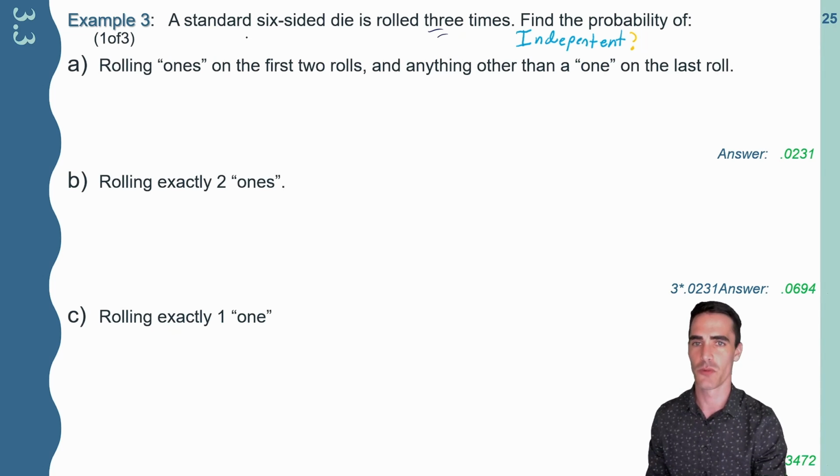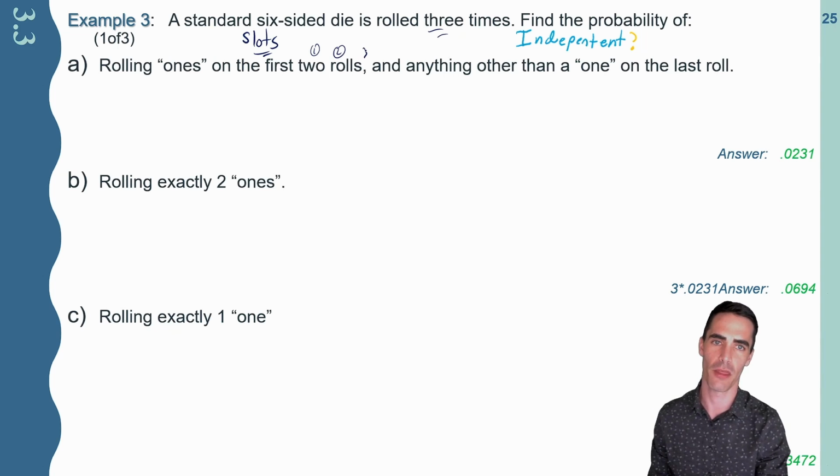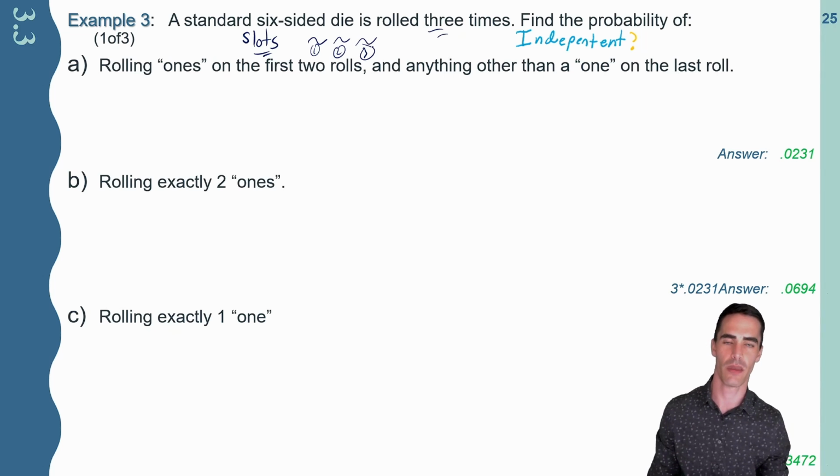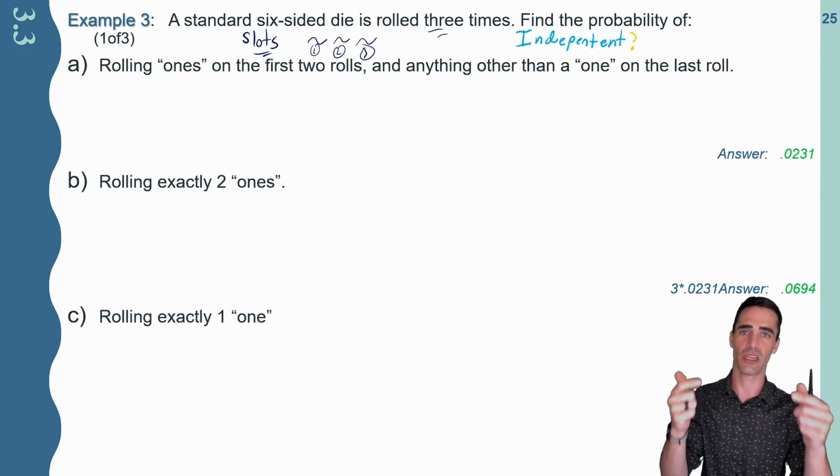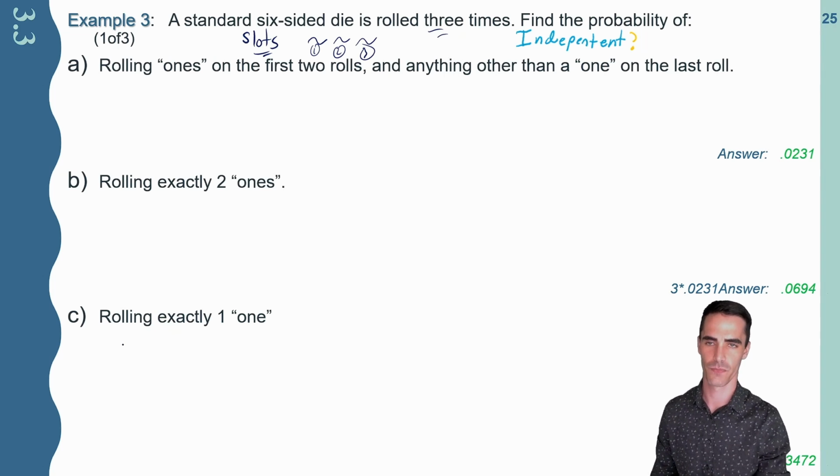And we can think about this as rolling it 3 times. Think about them as slots to be filled: my first roll, my second roll, and my third roll. Slots to be filled, events to happen. And this is how we treat or understand the experiment. And this is what's going to help us interpret each part below.